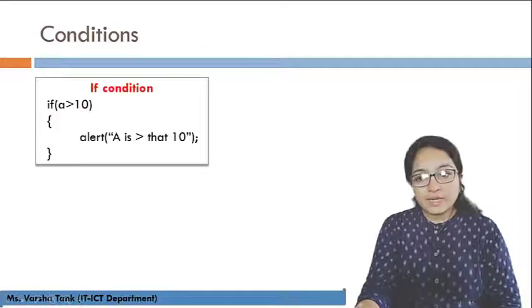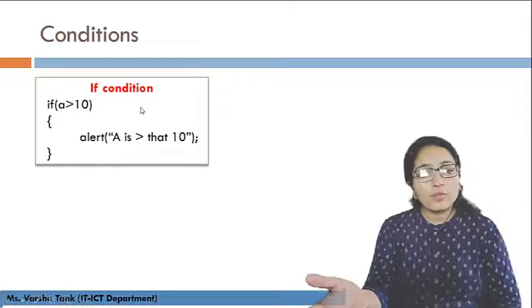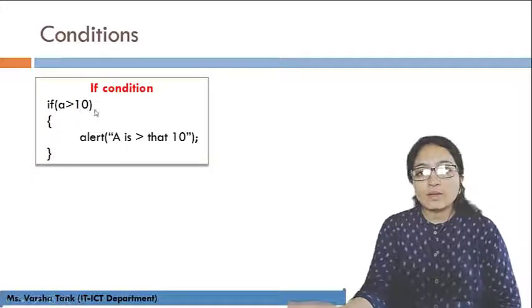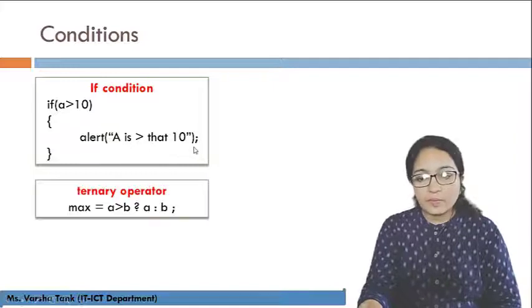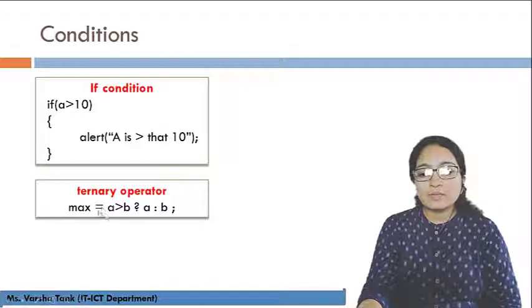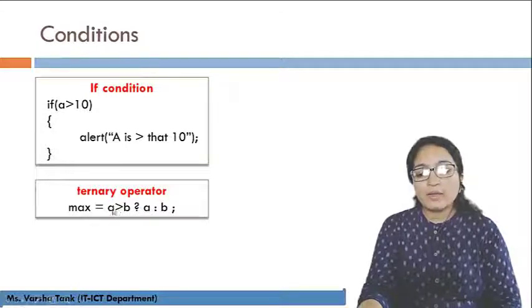Now let's see the conditions. Different conditions are there. If conditions: all of you are aware of this because you have learned it in C programming also. Here if a is greater than 10, then alert "a is greater than 10". Or you can write document.write also. Then the ternary operator, that is max = a > b ? a : b. So if a greater than b is true, the first value will be executed, and if this condition is false, b will be executed.